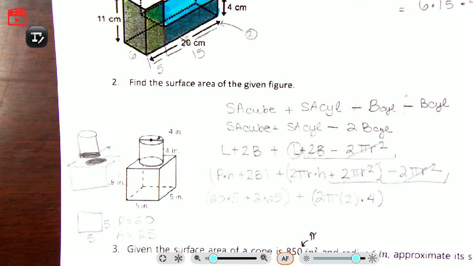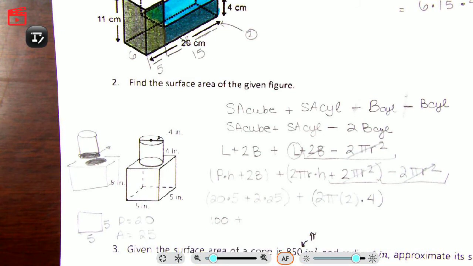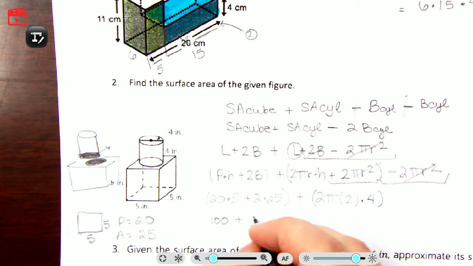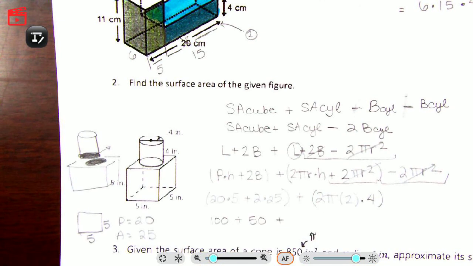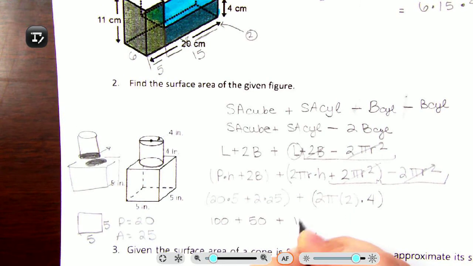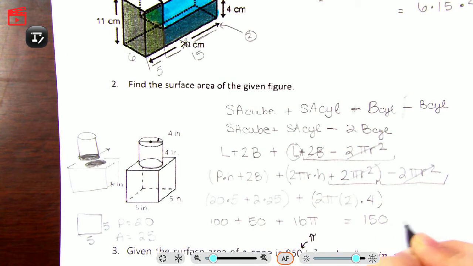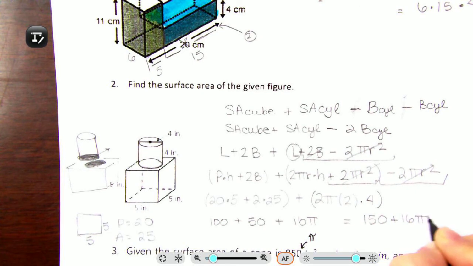So then, again, we're going to just add everything together. Now, on your test, we would like exact answers, so you will need exact answers. So we have 100 plus 50 plus, what is this? 4 times 2 is 8. 8 times 2 is 16. So what we have here is 150 plus 16 pi. And all of that, don't forget, your units are inches.